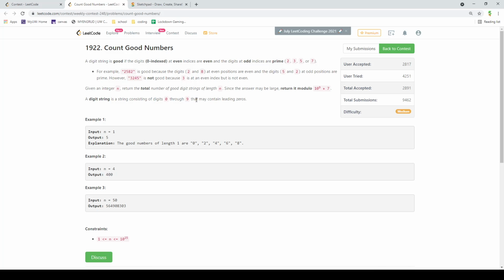So the first observation we need to make here is that because n can be so large, we are looking for a constant time solution that we can evaluate mathematically instead of using some sort of brute force approach checking all the good numbers. And another key observation that will help us is that a digit string can have leading zeros.